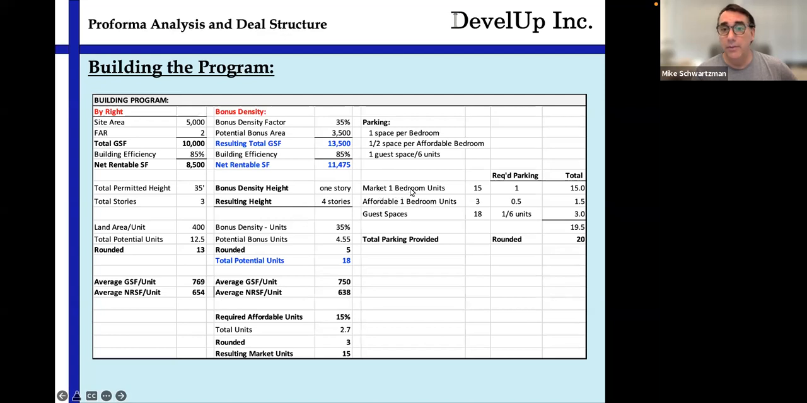And then let's just say this whole building was 1-bedroom units. 15 market units get us so many parking spaces. Affordable units are at a half, so that's 1.5. Then we're going to have some guest spaces at 1 for every 6 units, so that's 3 spaces, making it 19. So at the end of the day, after rounding, we've got to produce 20 parking spaces.